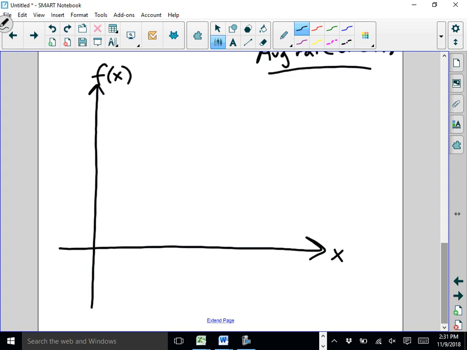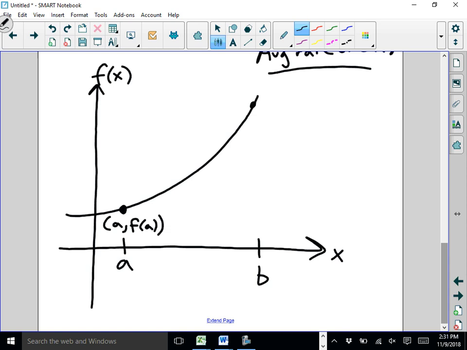Okay. I'm going to put A right here and B right here. So what we have is two points, the two endpoints on this section from A to B. One of them is right here, that is the point (A, f of A). And our other point is up here at (B, f of B).